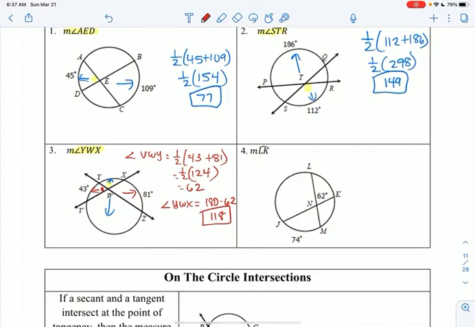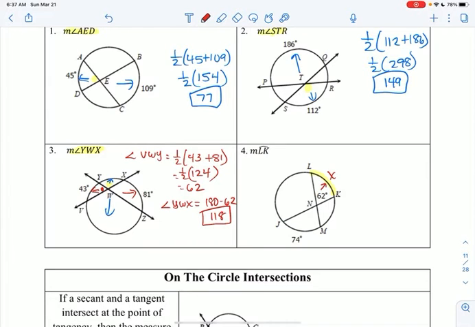There we go. All right, so sometimes you might have to play around to figure out what's going on. All right, ultimately on number 4, I want to find the measure of arc LK. So that's arc LK, which is right there. Now this one's different because I gave you the angle.